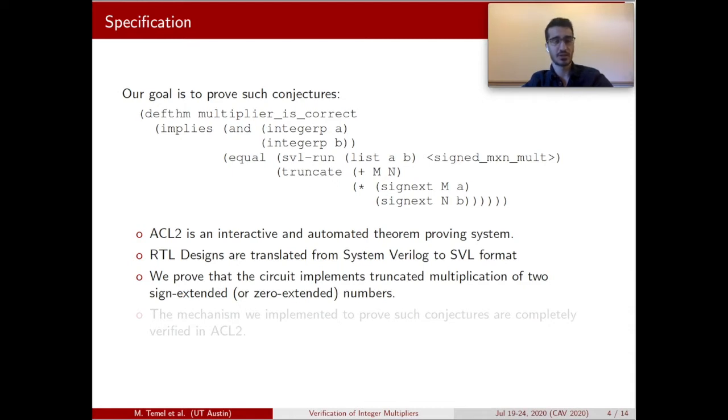The length of vector A is m, and the length of vector B is n. We prove these conjectures for constant m and n values. This conjecture is submitted to ACL2 using a defthm event, as you can see here. Defthm stands for define theorem, and it is the common way to prove theorems in ACL2. This executes our verified tools, implementing our rewriting algorithm to simplify and prove multiplier designs correct.